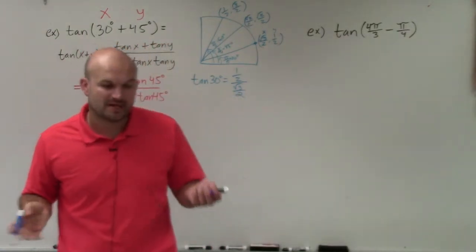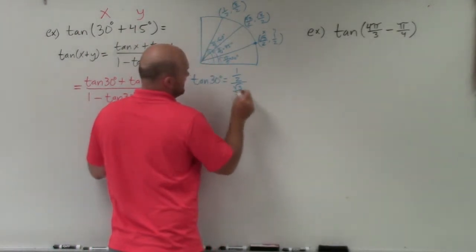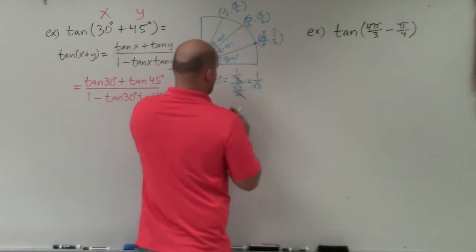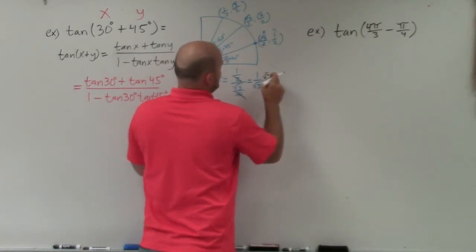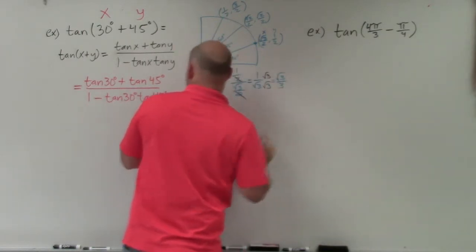Now, hopefully this is something that you're familiar with and you remember. We can multiply by the reciprocal. We could divide out the 2's here. Therefore, I'm left with 1 over the square root of 3. Then I have to rationalize the denominator. And I'm finally left with the square root of 3 over 3.